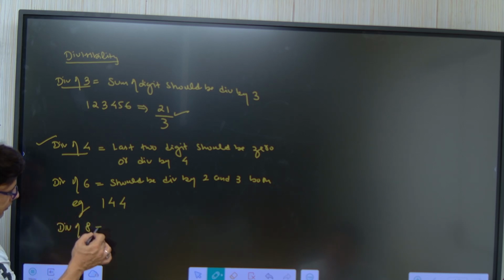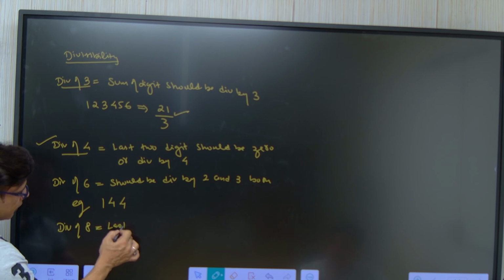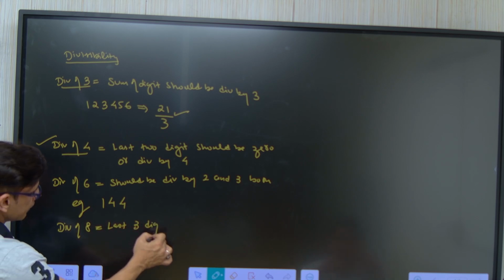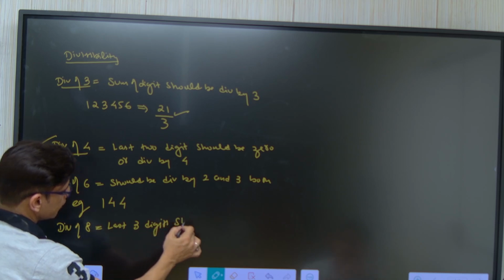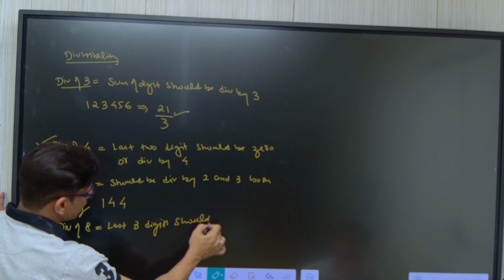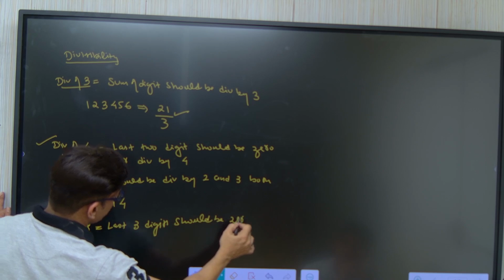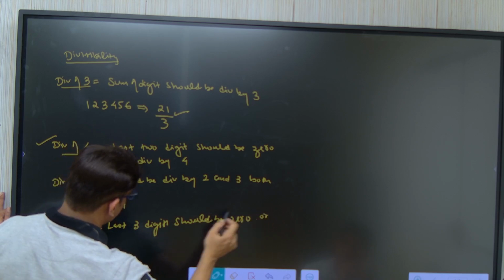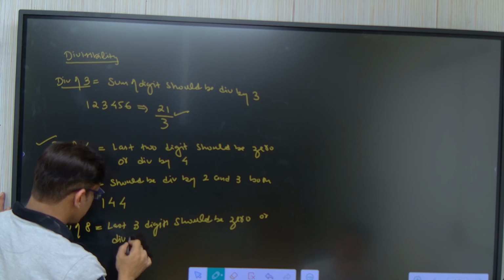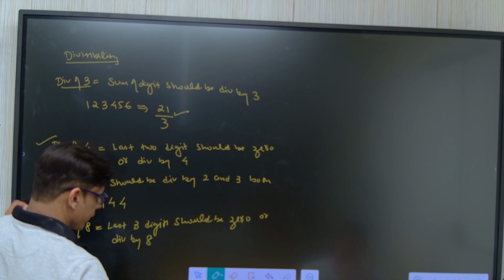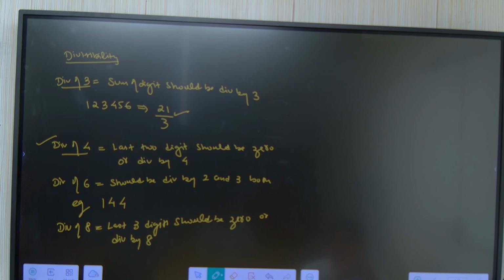Divisibility of 8. Last 3 digits should be 0 or divisible by 8. Last 3 digits. No, all 3 digits should be. Last 3 digits, plural is written, should be 0 in continuation.